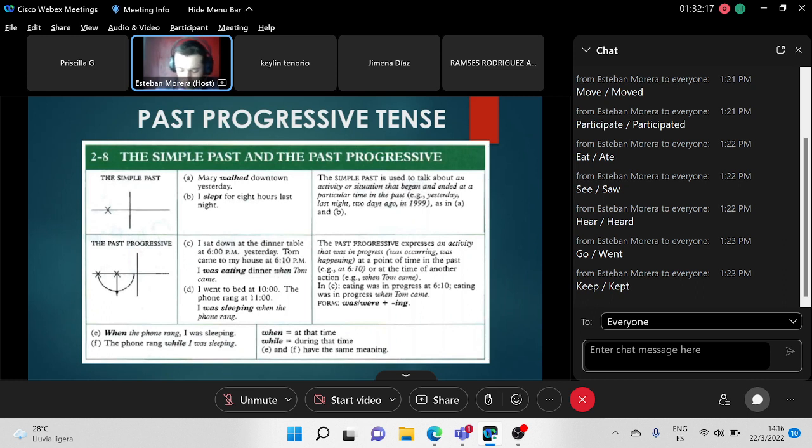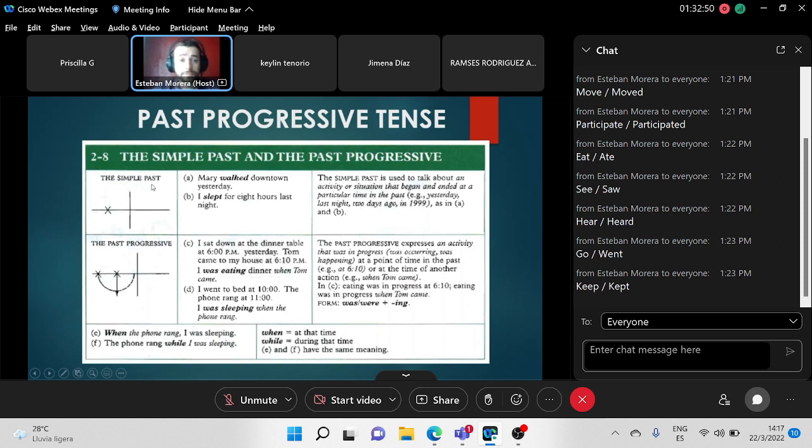Okay, guys, here we have a comparison: simple past tense and past progressive tense. Guys, I need you to pay attention to this, because if you don't, you're going to get confused with simple past tense and past progressive tense. We use actions in the past in both tenses. What is the difference?